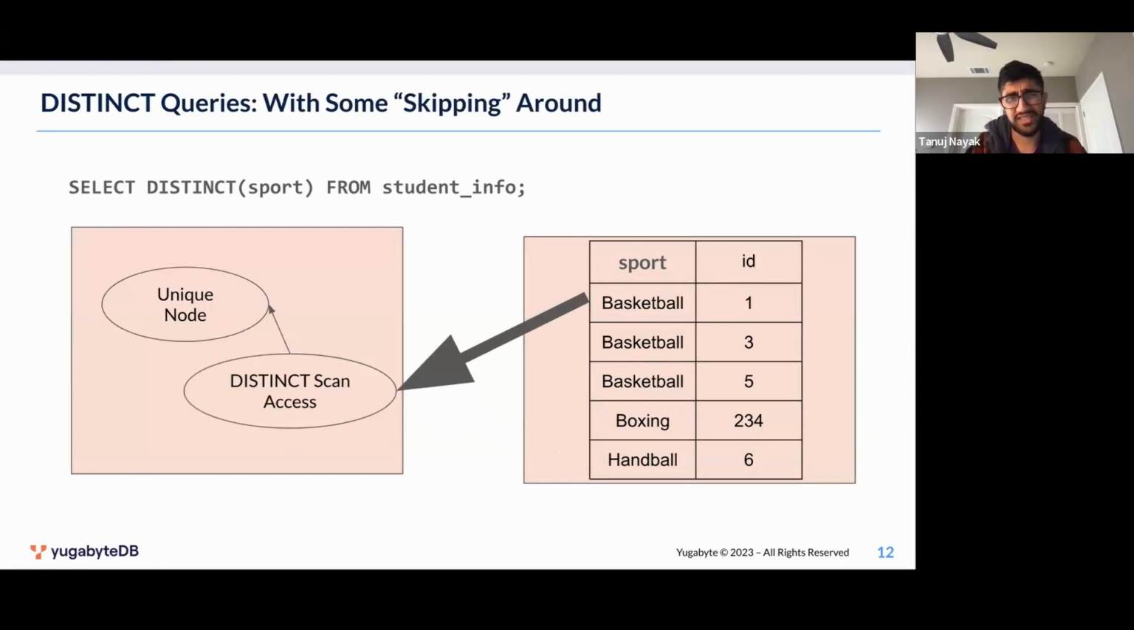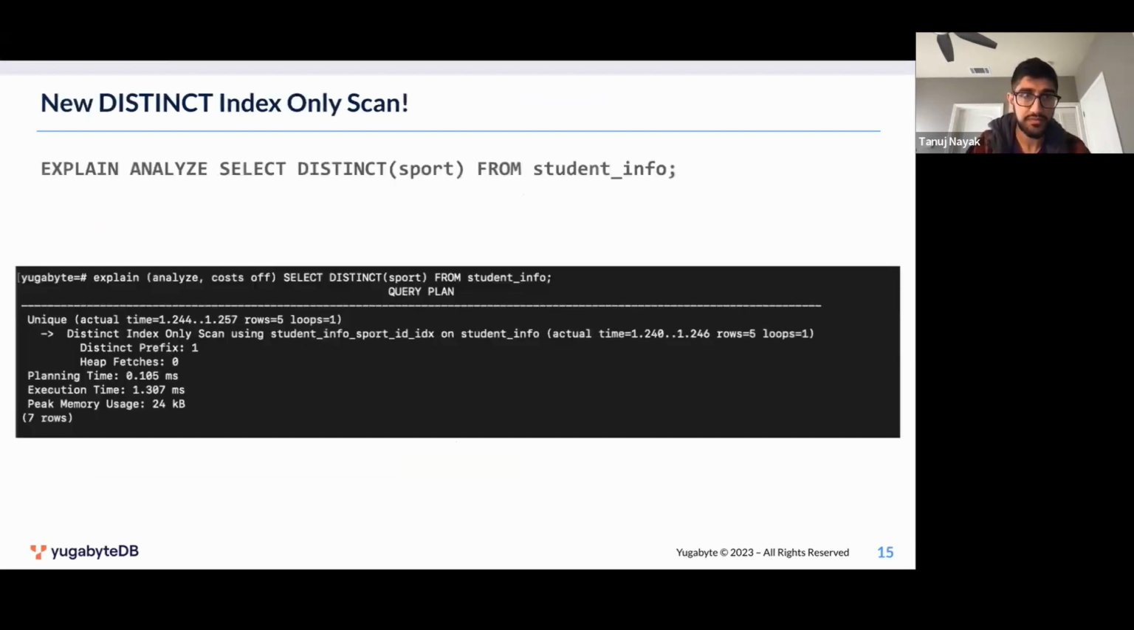Maybe we could do better if there's a different method of scanning our tables. Let's say there was a distinct scan access method where, once our iterator is on basketball, there's a way to skip all subsequent entries of basketball and move on to the next sport, doing what some may call a skip scan. It would be pretty cool if there's a way to skip around to all the distinct sports in our current data set.